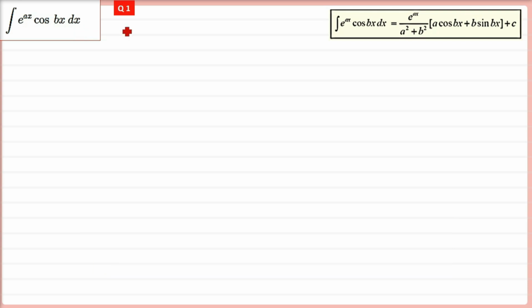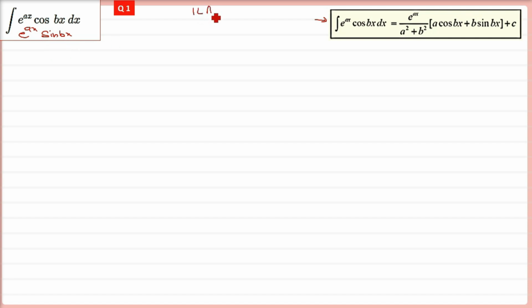This is also a formula which will be used immensely in this exercise. So e raise ax cos bx is equal to what you see on the right, and I'm going to prove it just now. We have already proved e raise ax sin bx. Now we are dealing with e raise ax cos bx.